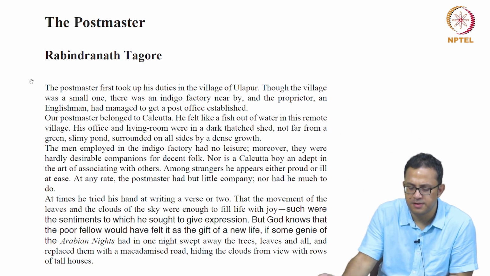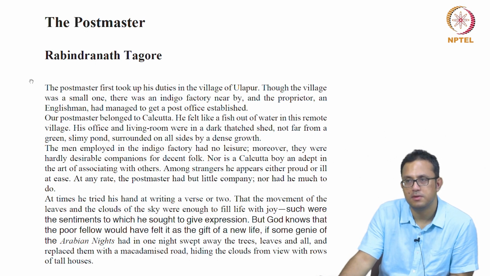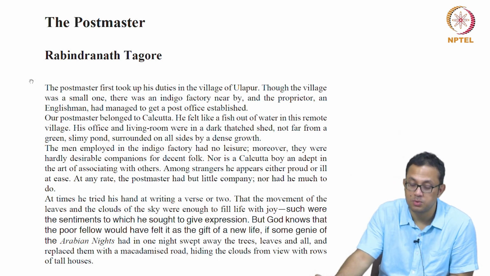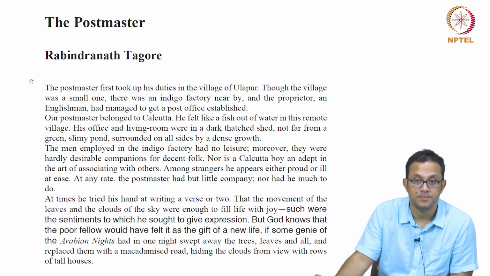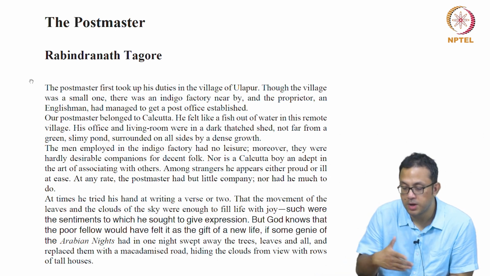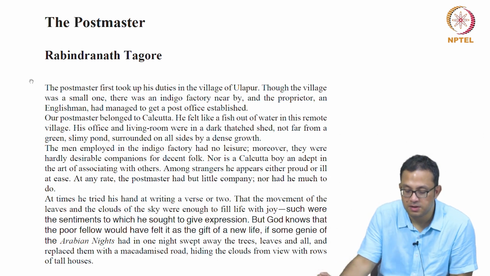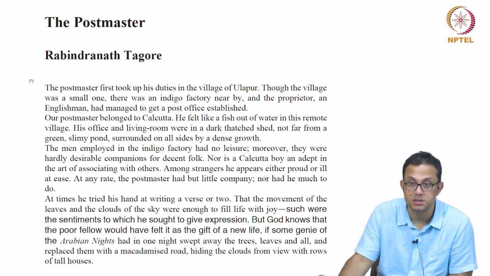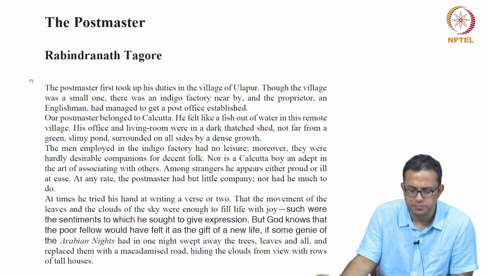And one of the things which you'll find in this particular story, written by Tagore, is that very characteristically he gives a lot of hints, a lot of suggestions in terms of what is really going on without spelling it out. So we get a sense of how the indigo factory over here is essentially a site of exploitation. It's essentially a site of unregulated production, unregulated labor, and they had no leisure. The laborers had no leisure whatsoever, and this is complete exploitation, unregulated control of work, as we are told. So the men employed in the factory had no leisure. Moreover, they were hardly desirable companions for decent folk.